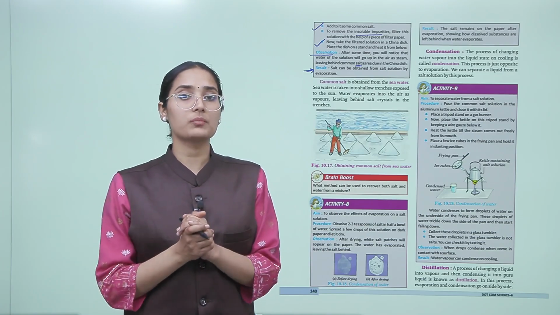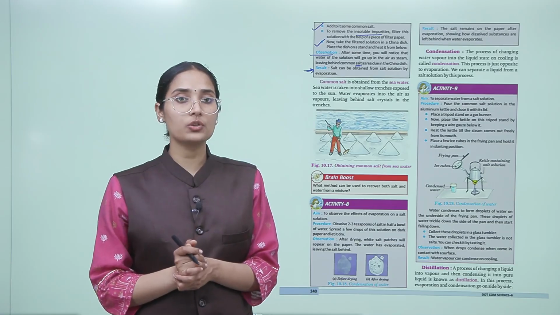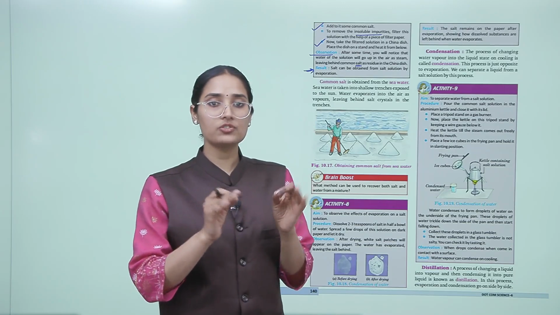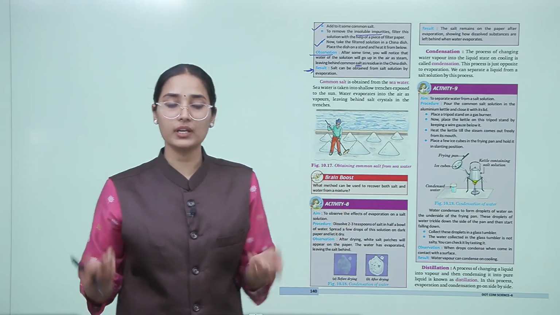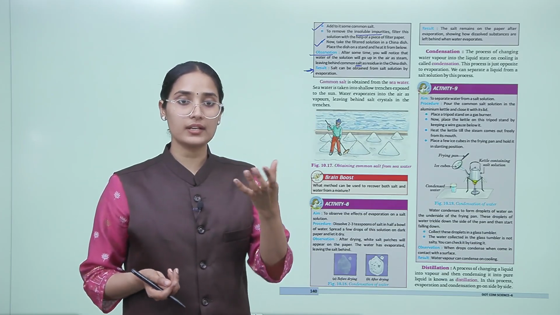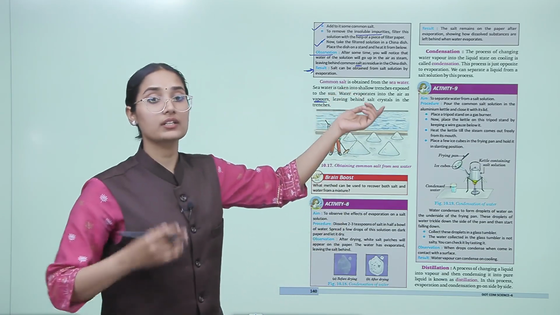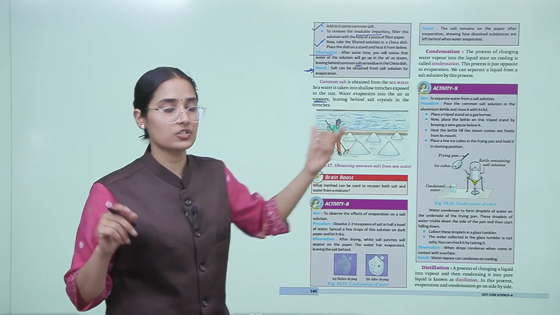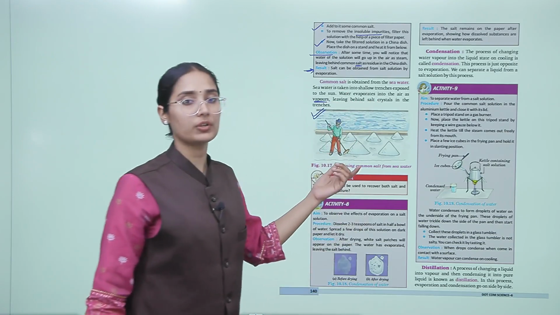Common salt is obtained from seawater by this method only. So seawater is taken into shallow trenches exposed to the sun. Okay, so shallow trenches are made and they are exposed to the sunlight. So through the sunlight, when the water evaporates into the air as vapors, what happens? The salt crystals are left behind in the trenches. Okay, so this is how salt is obtained from seawater.